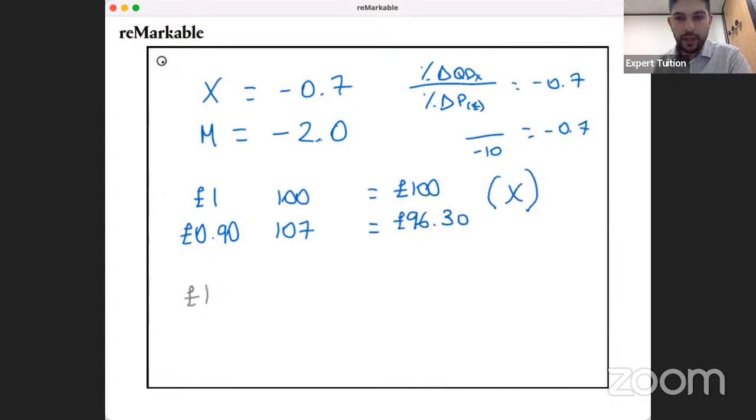So let's say initially my currency was worth £1 in the global market and I was importing 100 units. So how much was I spending on my imports? Well, I was spending £100. Yeah. Now, when the currency depreciates by 10%, that is the equivalent of everything that I'm buying from the world market becoming 10% more expensive. In other words, now my imports are going to cost £1.10.